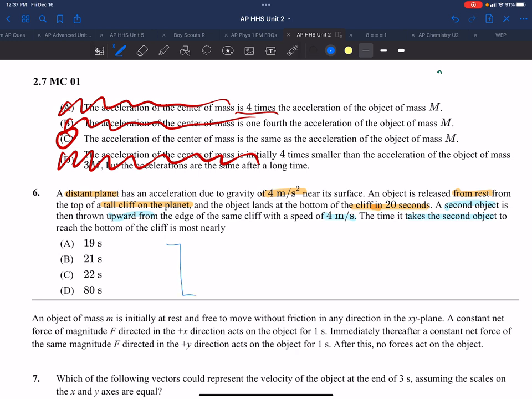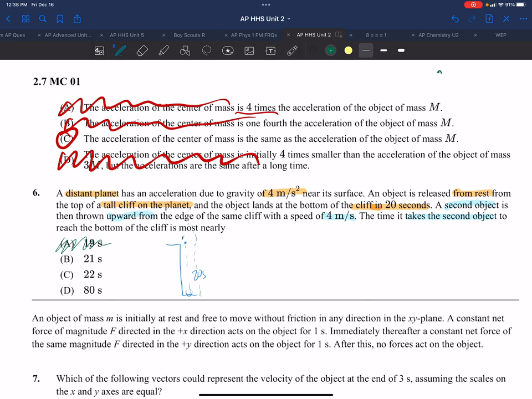So here is our cliff. It's dropped, and it takes 20 seconds. And then the second case is thrown upward, and it's going to come back down. Now, it stands to reason that if you take an object and drop it versus throwing it upward, dropping it will take less time than throwing it upward. So it's not possible for throwing upward for it to get there faster. So choice A is out. We've eliminated one option at this point.